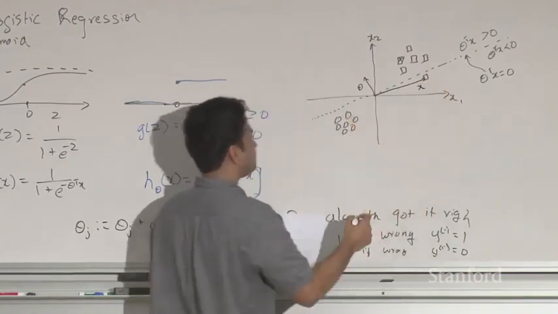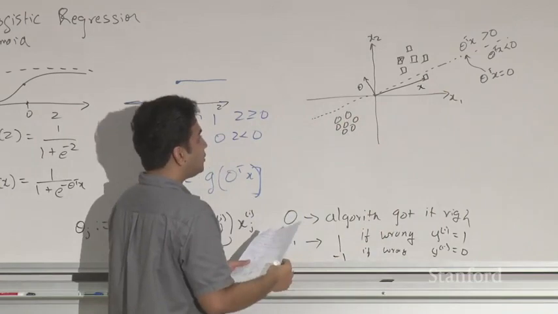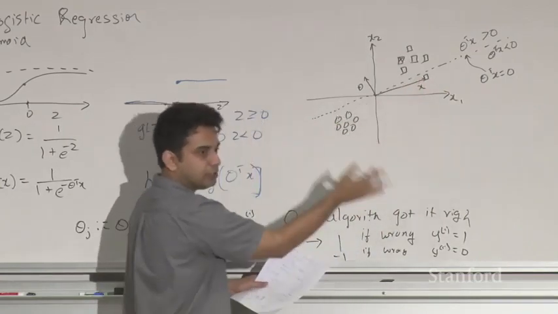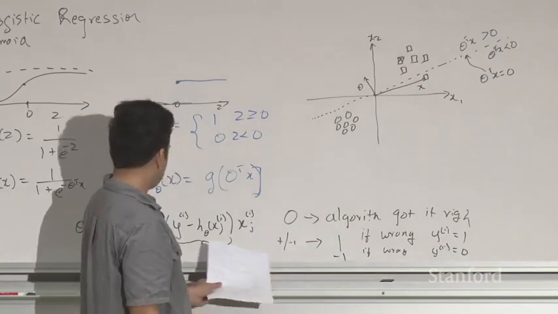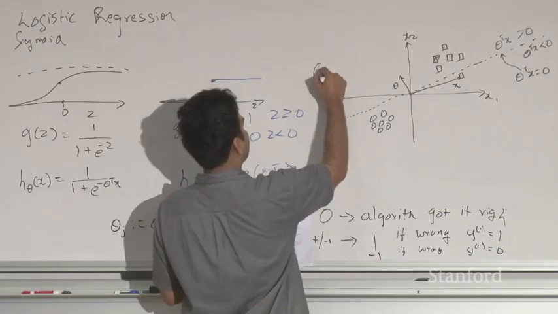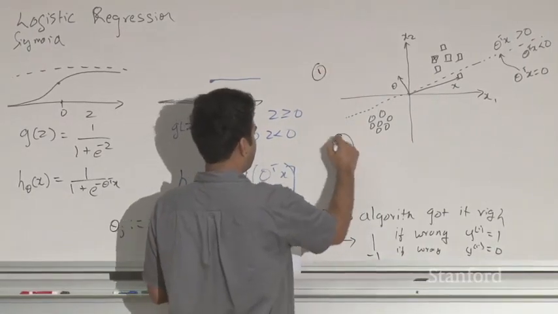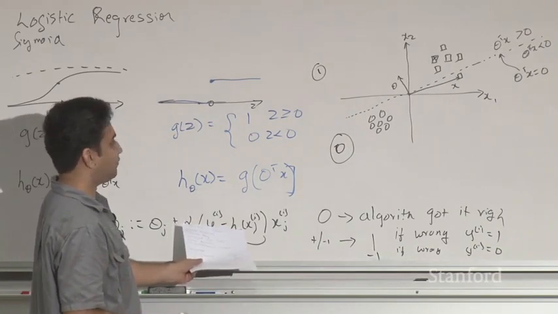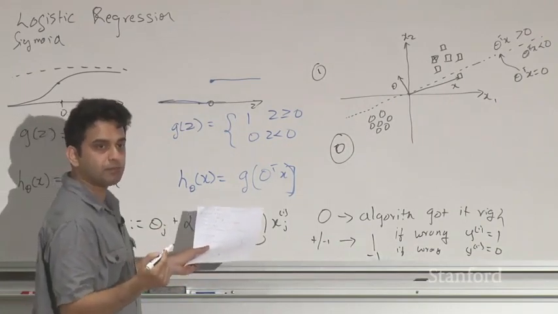This is the new x. So this got misclassified. This is lying on the bottom of the decision boundary. So what's going to happen here? Let's call this the 1 class, and this the 0 class, right? So yi minus h theta of xi will be +1, right?